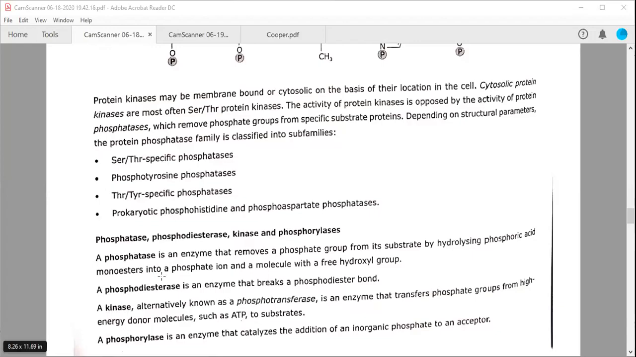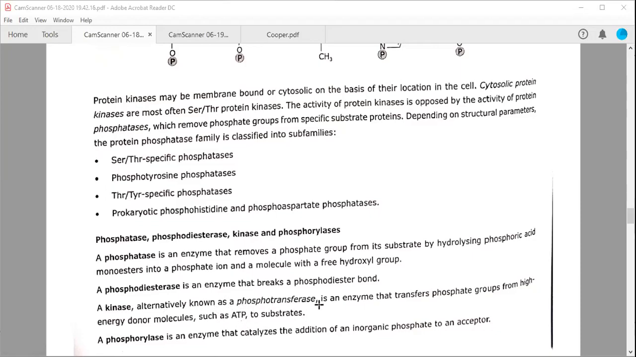These have opposite functions, and there is one more category called phosphodiesterase, which breaks the phosphodiester bond and is frequently required in signal transduction to degrade cyclic AMP and cyclic GMP. The phosphatase is an enzyme that removes the phosphate group from its substrate by hydrolyzing phosphoric acid with the help of a free hydroxyl group or water molecule. Kinases introduce a phosphate group from ATP to a substrate, and the gamma phosphate is always transferred to the substrate.